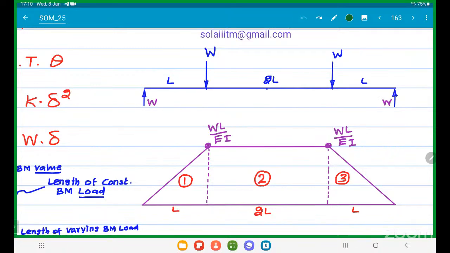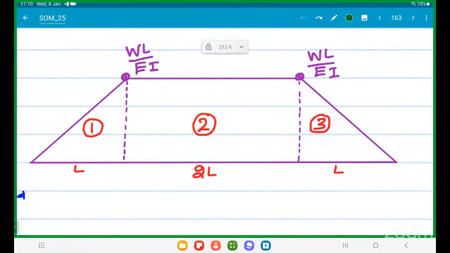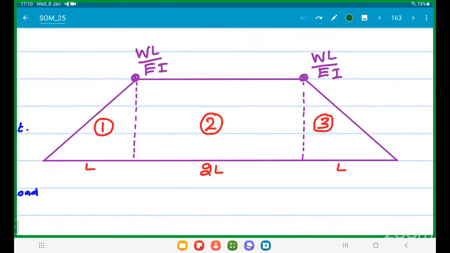So this is the bending moment diagram. Already we have done the bending moment diagram. So there are 3 regions: varying bending moment, constant bending moment, and again varying bending moment. Sir, 1 and 3 are equal area. So we can calculate the first area and multiply by 2. That is enough. Okay. So reduce the time consumption.